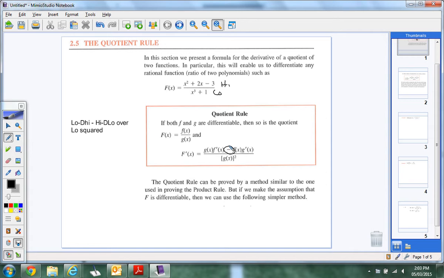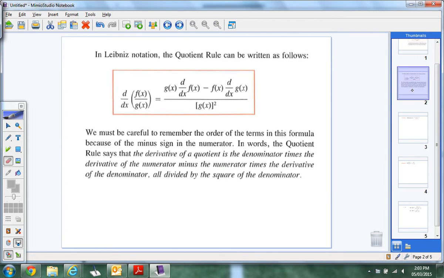Okay, good. All right, so let's go to the d over dx notation. So you have low, and then d high, and then you have high, d low, all over low squared. You don't have to write this if you don't want to. Remember, d over dx just means derivative with respect to x, so you're still taking the derivative.